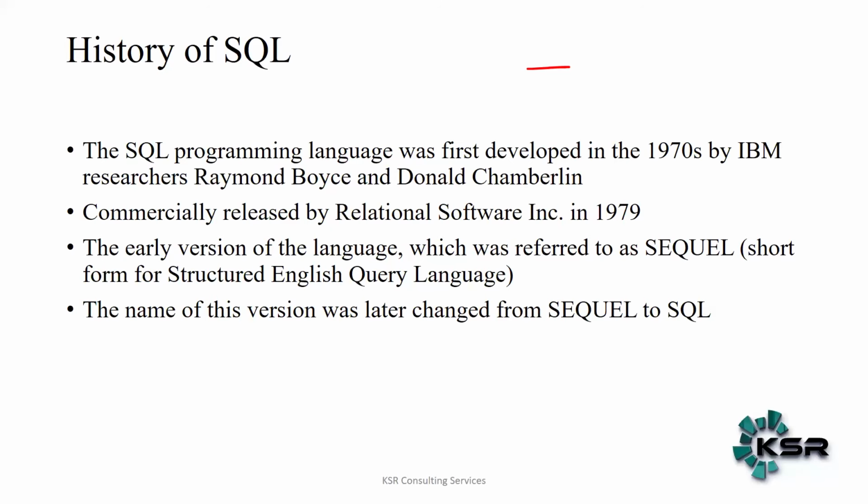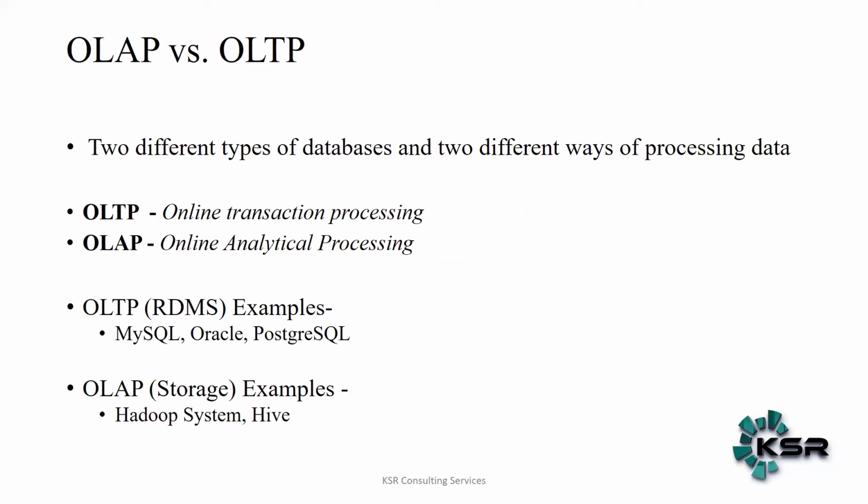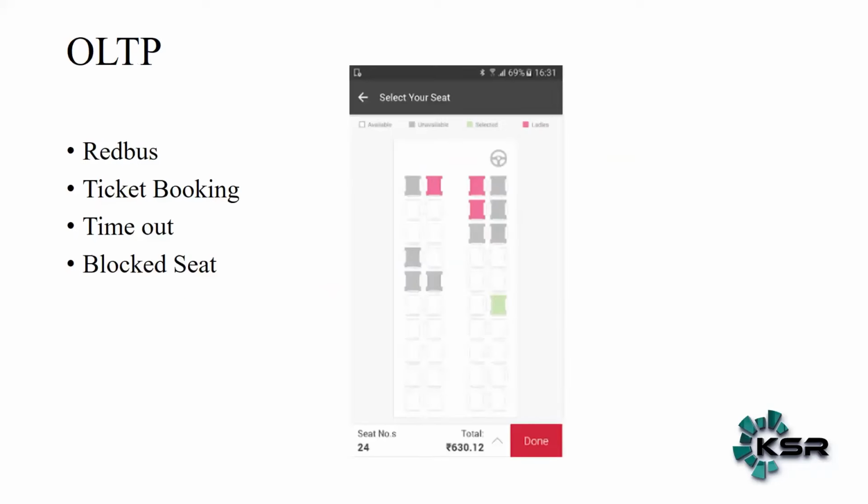Before we see why it is important, there are two concepts you need to understand: OLAP and OLTP. This slide looks very blank if you don't understand, so I'm coming back to this slide after giving an example. The example is, let's say you have to book a ticket.